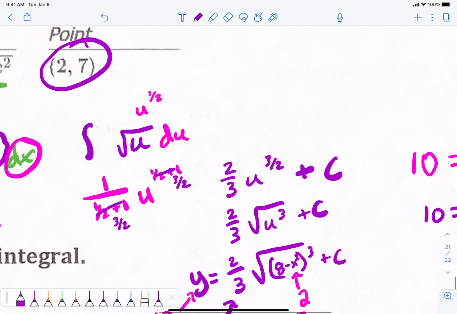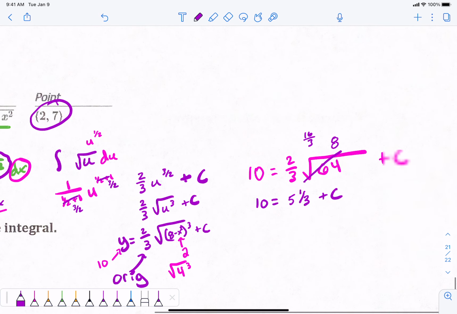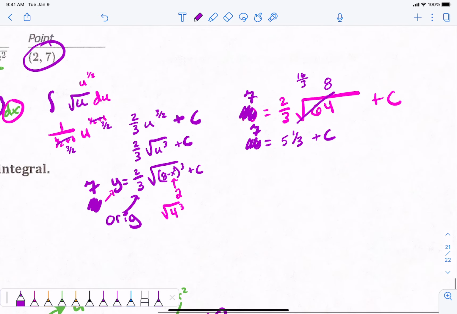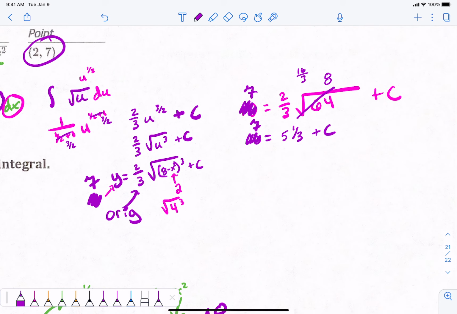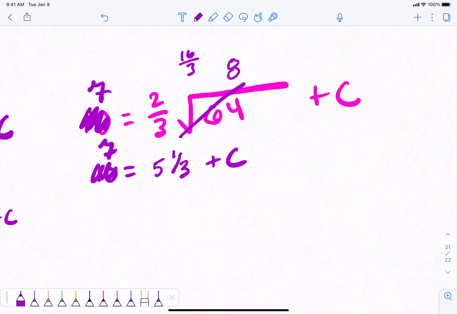Are we plugging in the right numbers? What do you think it was? The point is (2, 7). We plugged in the 2, right? But it's not 10. It is 7 here. So at least we plugged 2 in, because it's still 2. So 2 is fine. Okay, so we're awfully close to finding c.